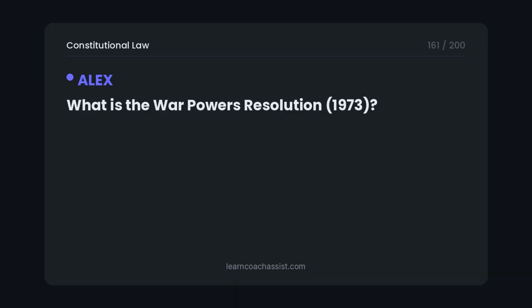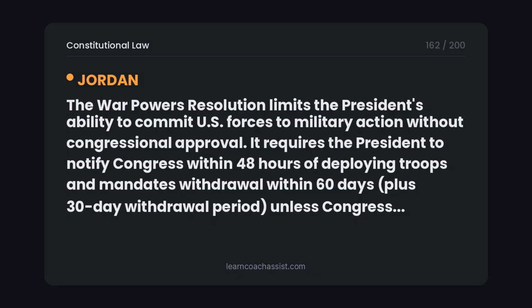What is the War Powers Resolution, 1973? The War Powers Resolution limits the President's ability to commit U.S. forces to military action without congressional approval. It requires the President to notify Congress within 48 hours of deploying troops and mandates withdrawal within 60 days, plus a 30-day withdrawal period, unless Congress authorizes continued use.